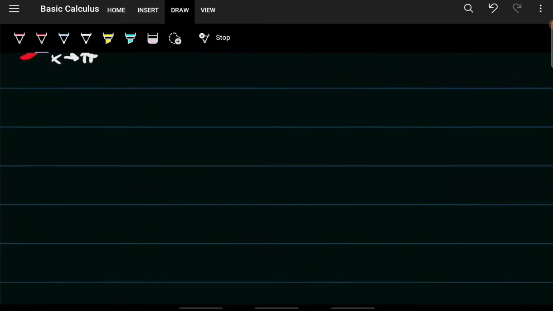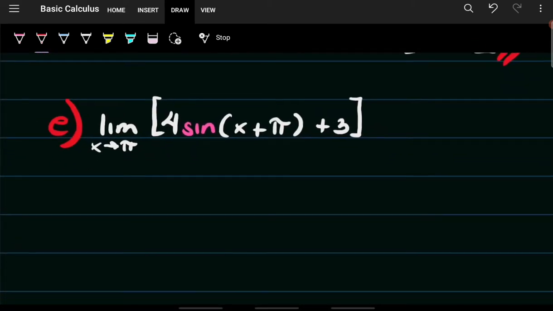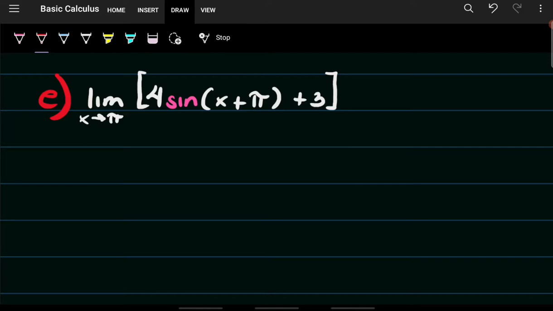Next one, example letter E. I think this is our last example. The limit of 4 sine of x plus pi, plus 3, and x approaches pi. Again, please pause this video and try to answer example letter E. Again, the limit of 4 sine of x plus pi, plus 3, and x approaches pi.